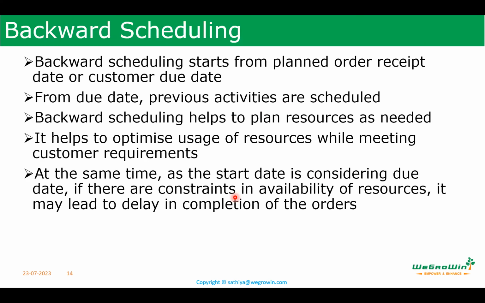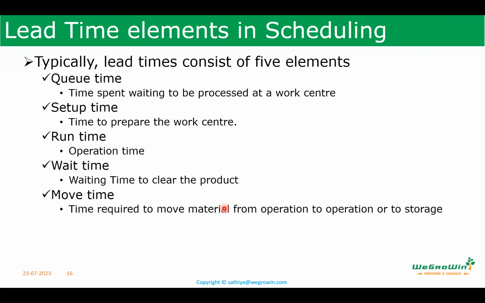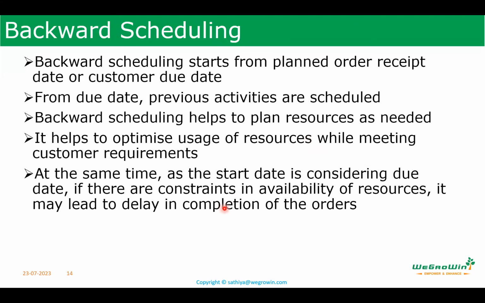In backward scheduling, I am starting from the customer date, the due date. It helps to plan the resources as needed. I am utilizing the resources as per the requirement so that I get the start date. But if I start as per the date and there are some constraints in my resources in between, that may lead to some delay also. So that is a constraint. The organizations will see which is good for them, and then they will define whether to use forward scheduling or backward scheduling.